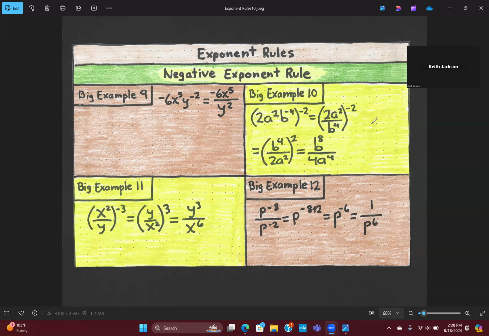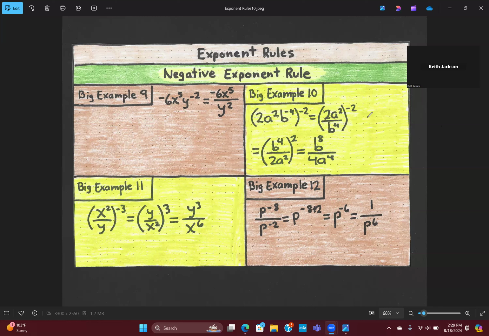And let's take a look at big example 10 to kind of deepen our understanding of the negative exponent rule. And we're really going to deepen our understanding on this example, and you'll see why in just a second. And so let's say right here, we have the quantity of 2a raised to the second power times b raised to the negative fourth power, all that raised to the negative second power. Okay, so now let's just drop this b raised to the negative fourth power in the denominator as a positive. You see it right here. We see b raised to the fourth power right here. And now we have 2a raised to the second power over b raised to the fourth power, all that raised to the negative second power.